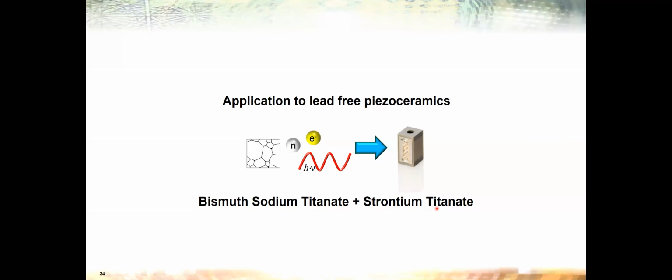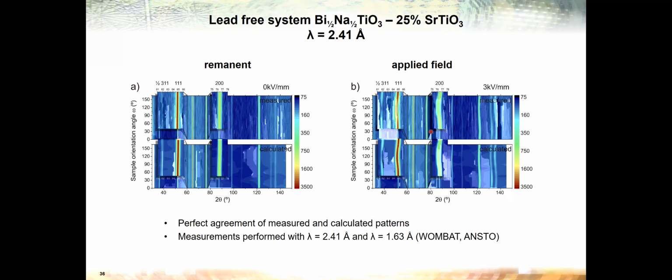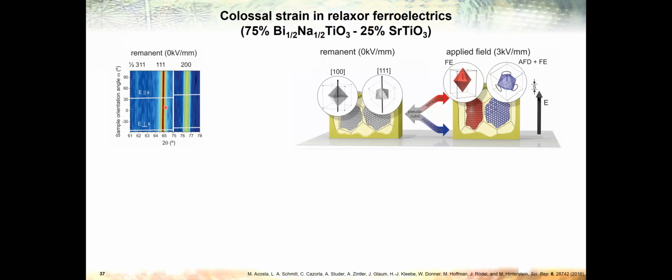Okay, as a final example, I would like to show you a little bit about bismuth sodium titanate with strontium titanate. There is some sort of phase boundary at around 25% strontium titanate. So you also get a pseudocubic structure. The reflection width decreases from this point on. And so we did neutron diffraction again, and we could do the same refinement. We could explain the structural response to the field. And it turns out that this also has a fully reversible behavior.